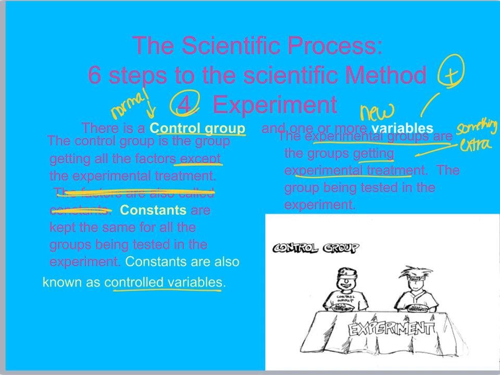If I change more than one thing, then I don't know what affected it. If I water one group more than the other, then I don't know if the extra water changed the growth or if the fertilizer changed the growth. So you can only change one thing at a time so that you know for sure that that is what's causing the change.